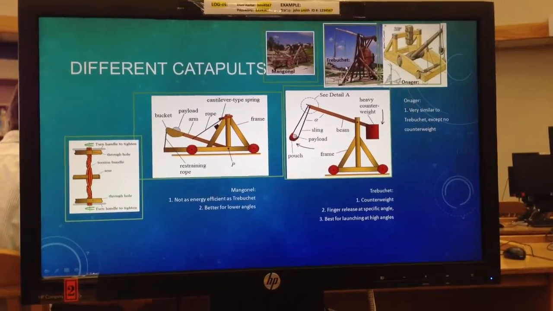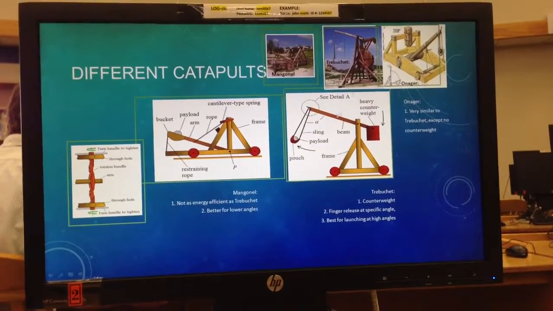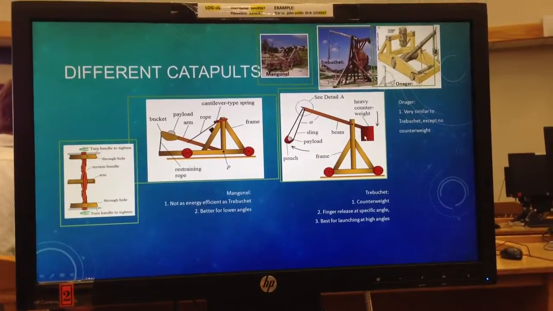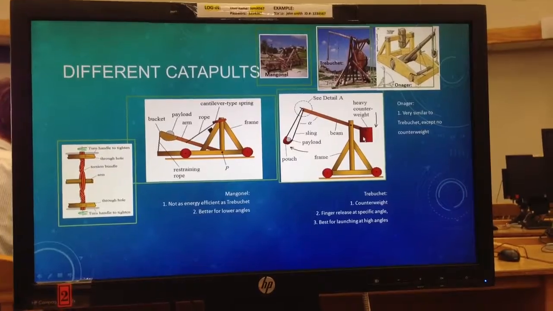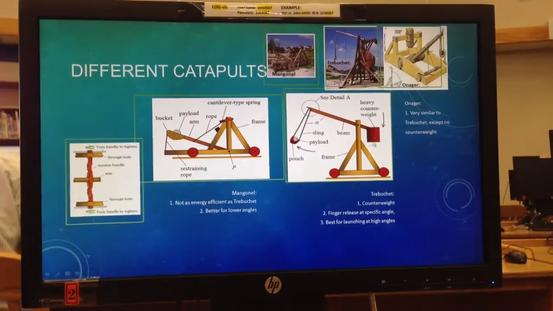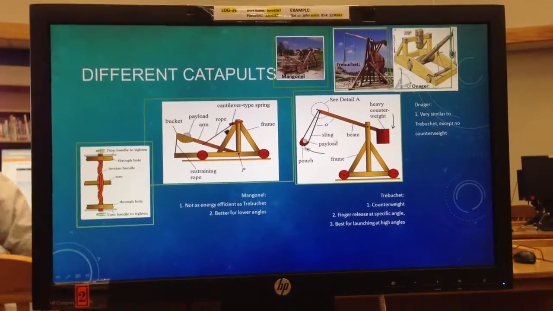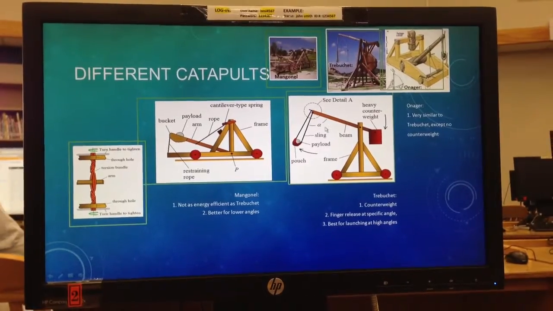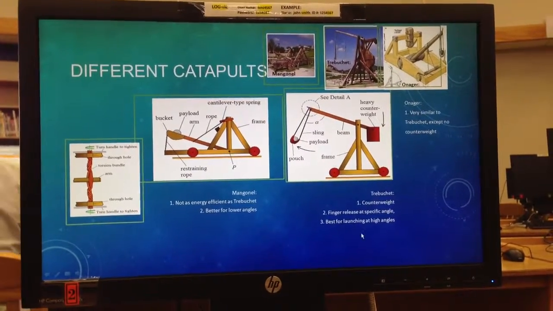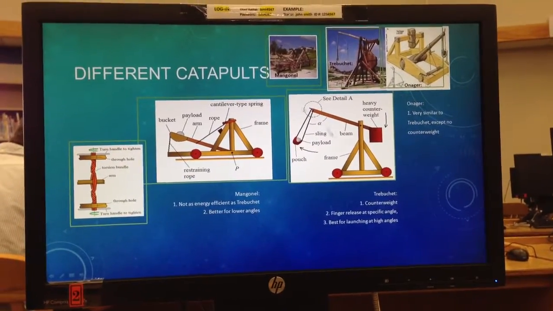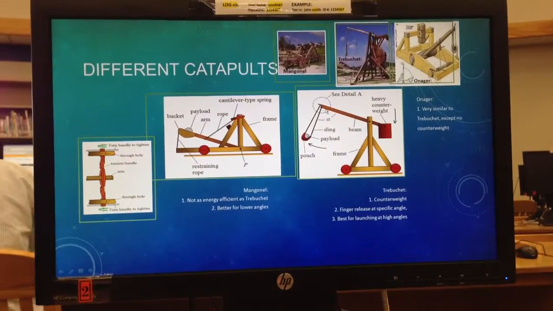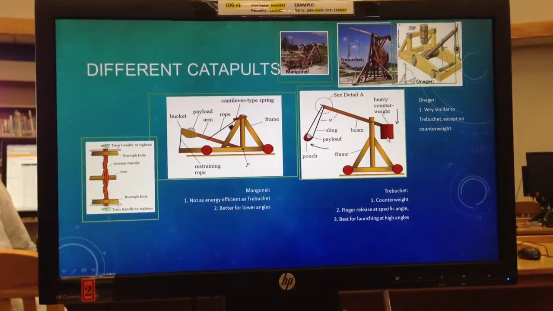The next catapult is the trebuchet. The difference between the trebuchet and the mangonel is that the trebuchet has a counterweight and a sling instead of a bucket. It's very good at launching at high angles, and it has a finger release that will release at a specific angle and let the ball go.